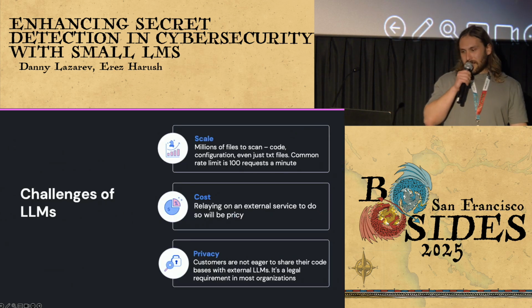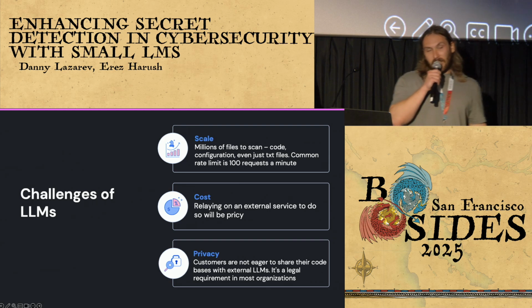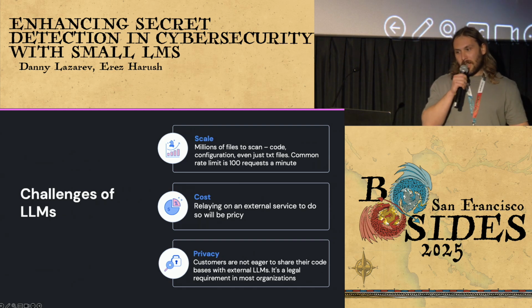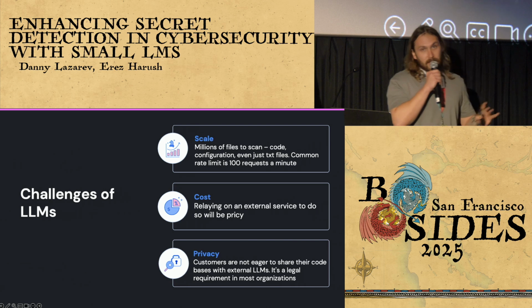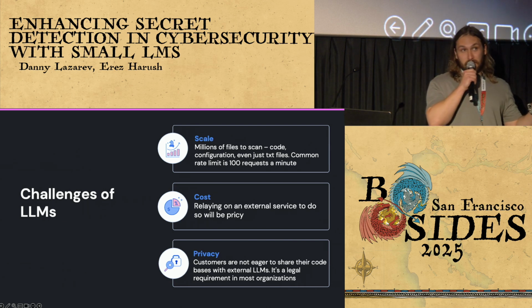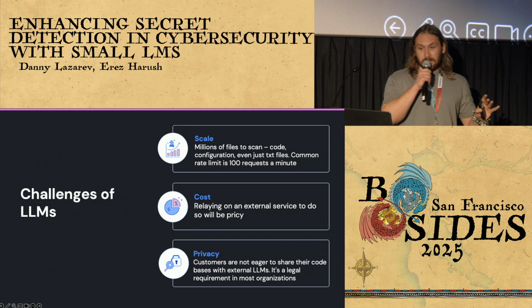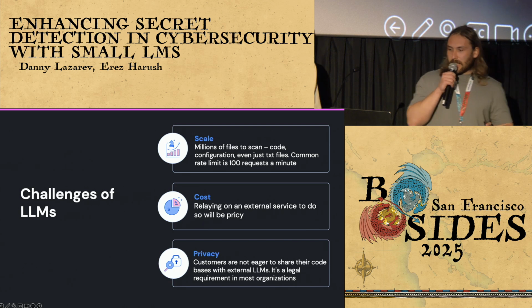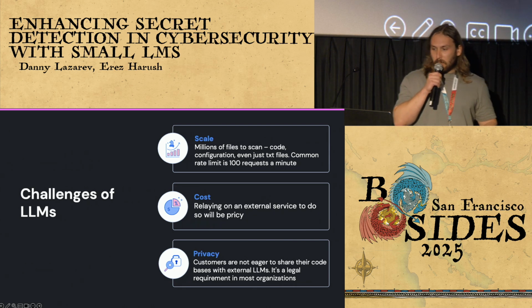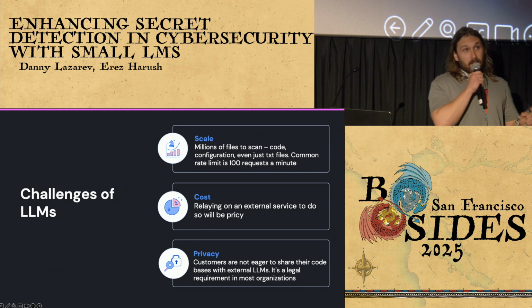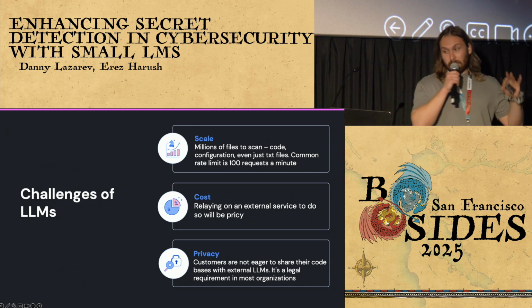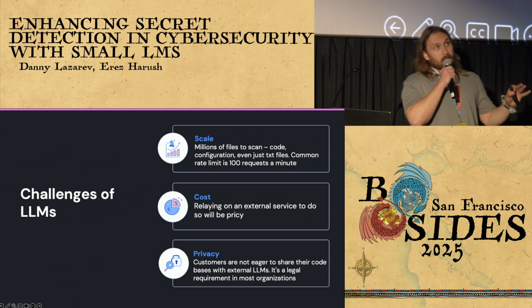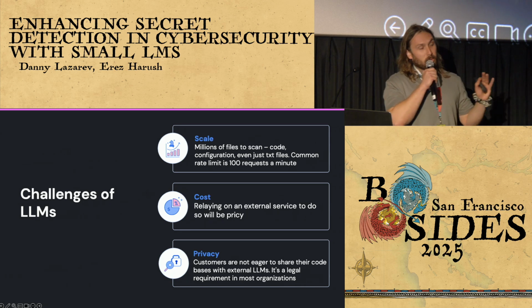While they have many benefits, they have some challenges, and those challenges are specific to our domain. One is scale. We need to scan millions of files a day, and usually the rate limit of external large language model vendors is around 100 requests per minute. Also cost. Relying on external APIs for heavy workloads can get expensive very quickly, especially when we need high availability and performance. And of course, privacy. Companies are not eager to share their secret sauce with external services, and even if they wanted to, there are some legal regulations that prevent them from doing so.